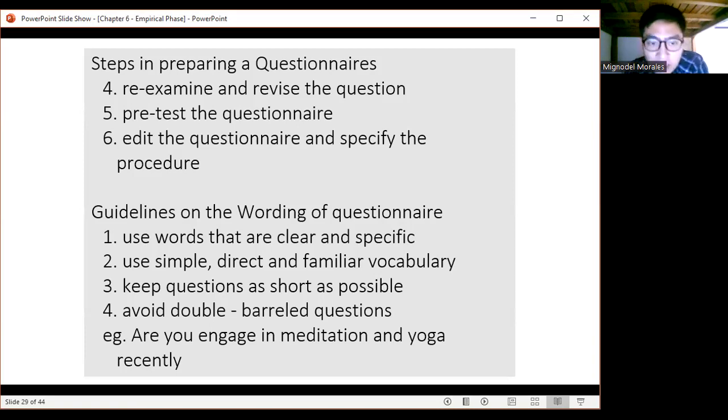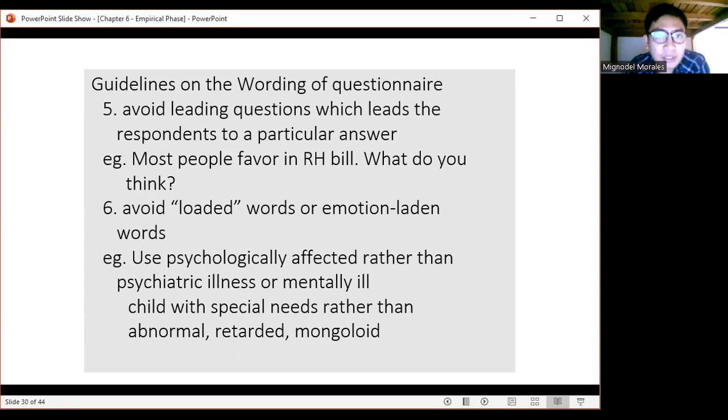Okay, then guided, avoid leading questions which lead to a particular answer. Specifically, in qualitative research, in guide questions, you must not use leading questions. Kaya, do you agree that abortion is acceptable? No, it's a leading question. You may translate it to, what is your opinion about abortion?